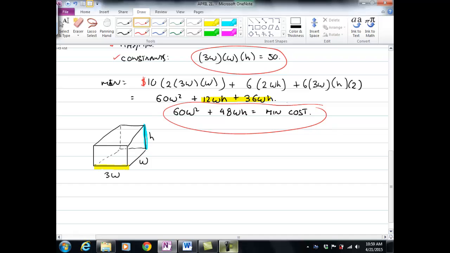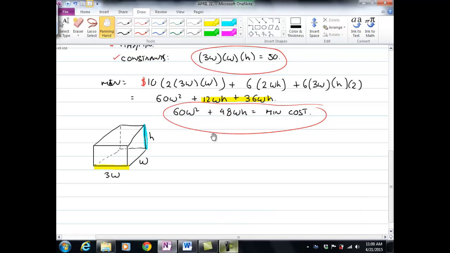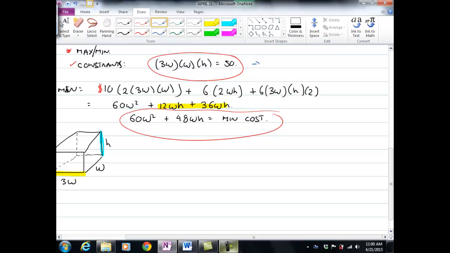Now, I'm going on to the next step, which is I'm going to fuse these 2 equations together into one. A few minutes ago, I look at this equation and I say, hey, you know what? It's probably easier to get h by itself. So h equals to 50 over 3w squared. It's just easier to get it. So then I'm going to sub it in. 60w squared plus 48w times 50 over 3w squared equals to my min cost.